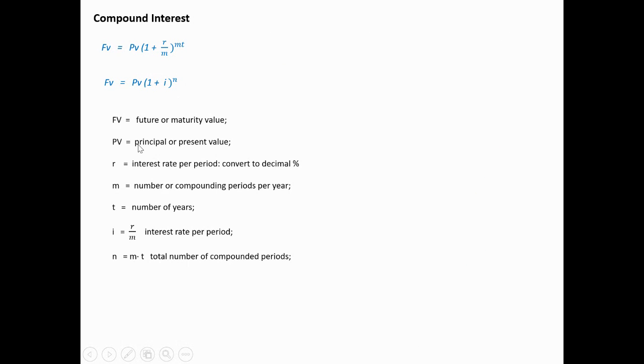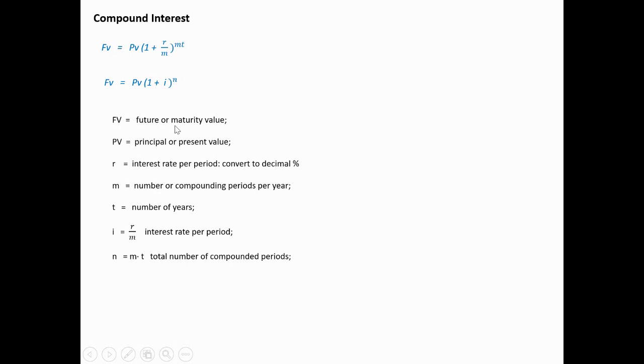Okay. Now this is something from 5.2, compound interest. That's my formula, but I prefer to use this formula because it's easier to put in the calculator. If you notice, my Rm is represented by I, and my MT is represented by N. So this is what everything is, okay? And I believe I went over this material last week on the previous workshop.